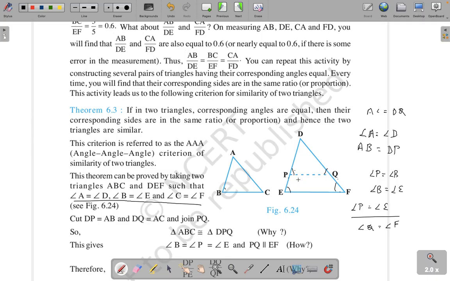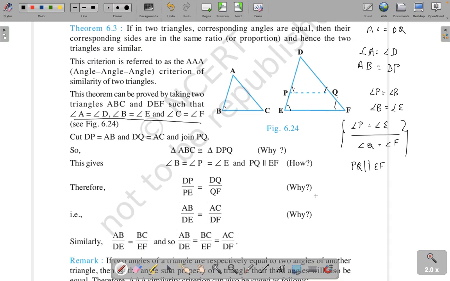Yeah, when is that true? So PQ should be parallel. Does this somehow prove that PQ is parallel to EF? Corresponding angles. Yeah, right. So if this and this is equal and this is equal, which means PQ is parallel to EF, right? Now you can apply BPT.